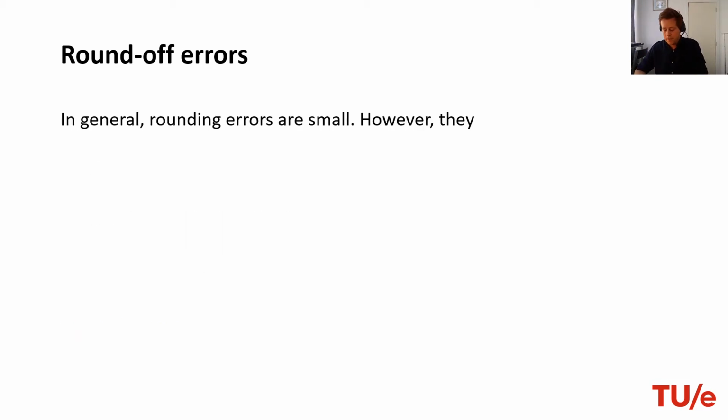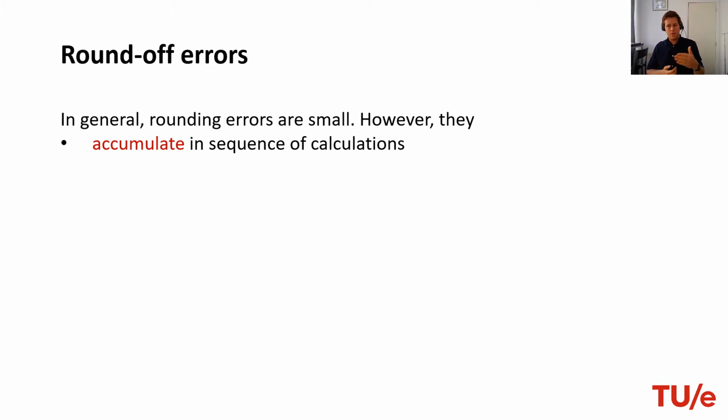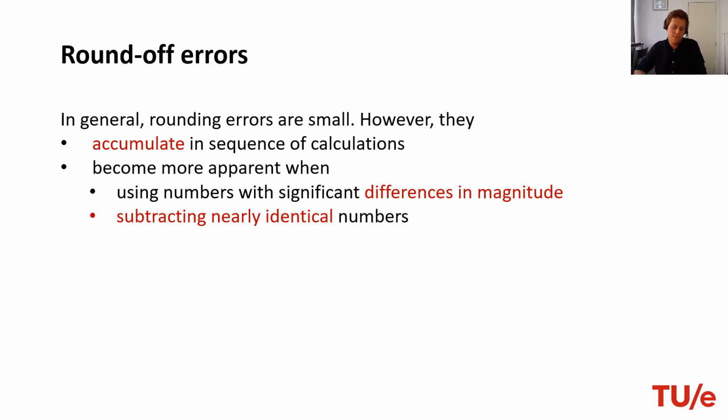Now, in general, as we've also seen in this previous slide, rounding errors are quite small because we use quite a lot of bits for storing these numbers. However, they can accumulate in sequences of calculations. So if we do repeated calculations in which every time we add some kind of rounding error, then they tend to accumulate, and after a while they can become quite noticeable. And also there are situations in which they become much more apparent. For instance, when we use numbers with a significant difference in magnitude, or we subtract nearly identical numbers.